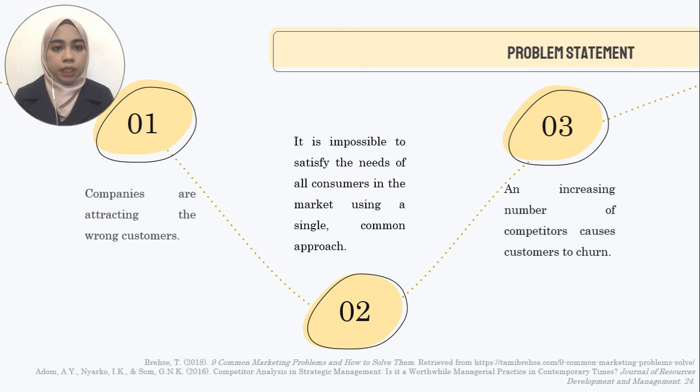The last problem is an increasing number of competitors causes customers to churn. In 2020, Malaysia was ranked as the 27th most competitive economy in the world. So, the number of consumers is also growing fast and companies are desperate to separate their products from competitors. So, in order to do so, a well-planned marketing strategy is needed to ensure survival and to sustain growth.